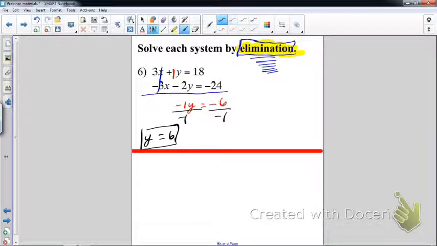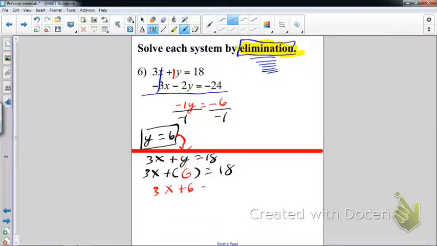So here we go. I'm going to use the first equation. It doesn't matter which equation you use to be able to solve for the second variable. I am going to use the first one because x here is positive. So I have 3x plus y that is equal to 18. I'm going to substitute what I know about y this time. And what do I know about y? That y is 6.